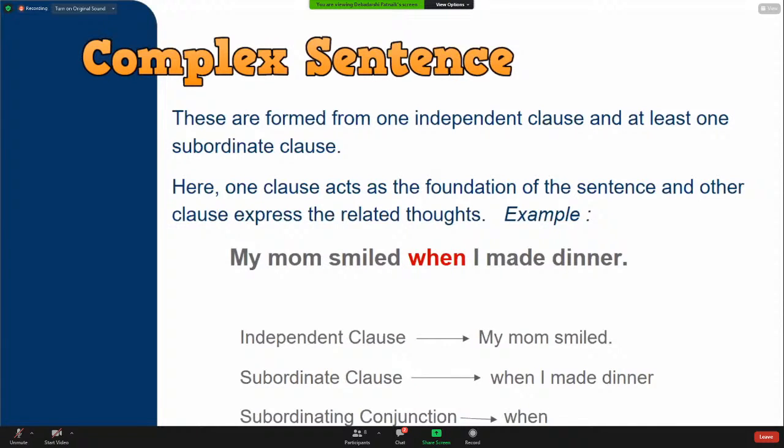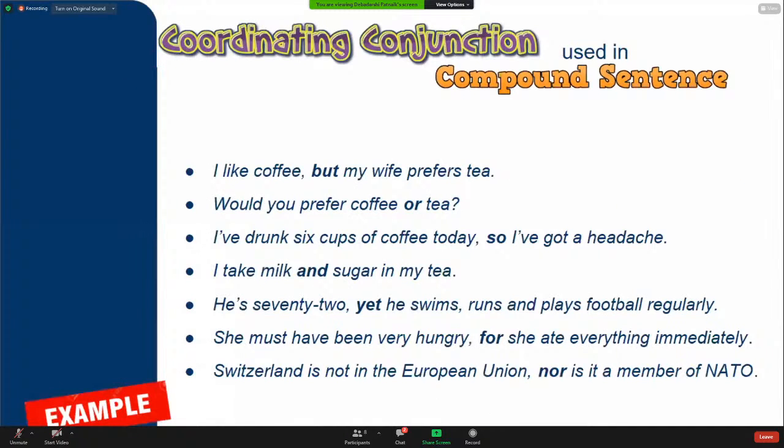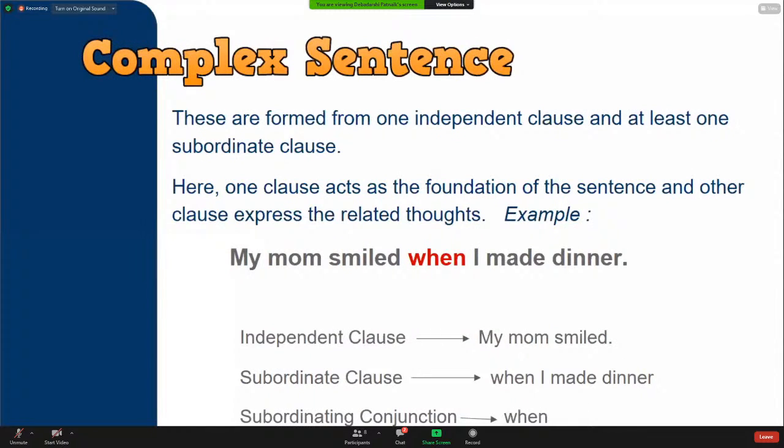You can also say, "My mom smiled, then I made dinner." That is also okay, but then the meaning becomes different. Then means afterwards. When we add when, both sentences connect to each other and become dependent on each other.